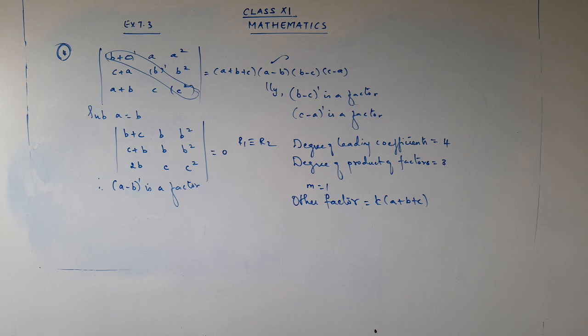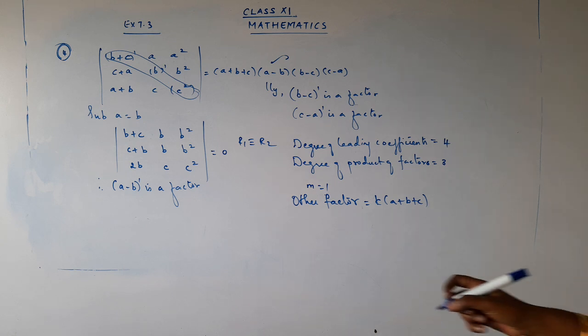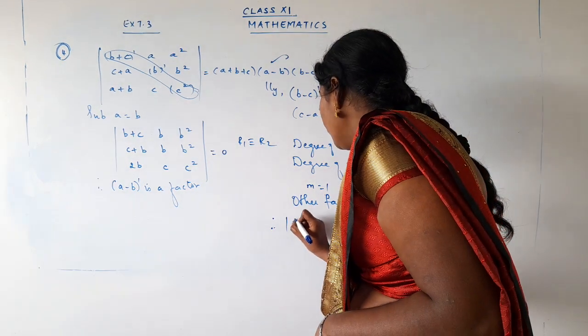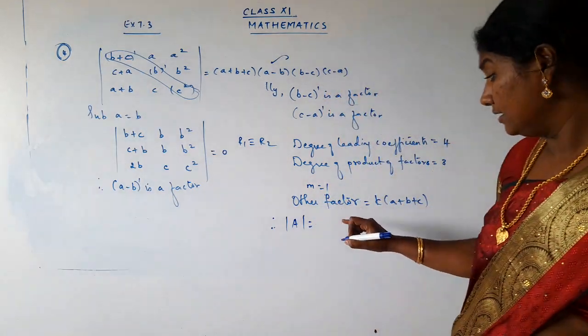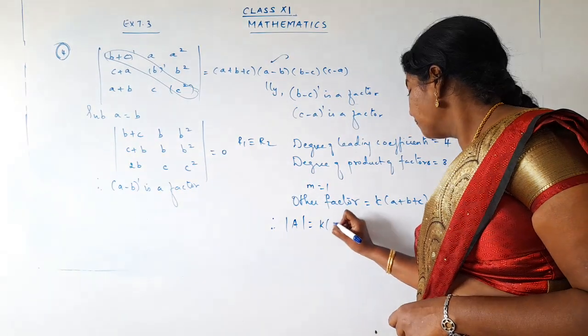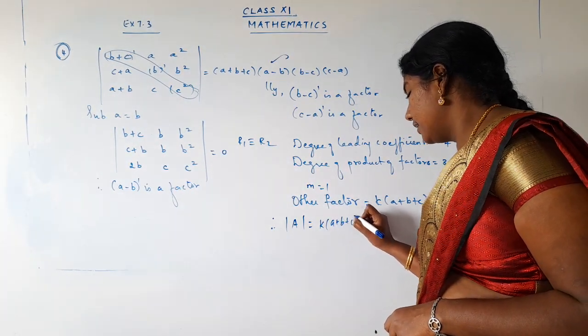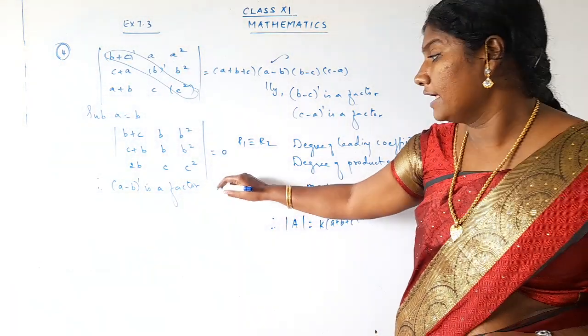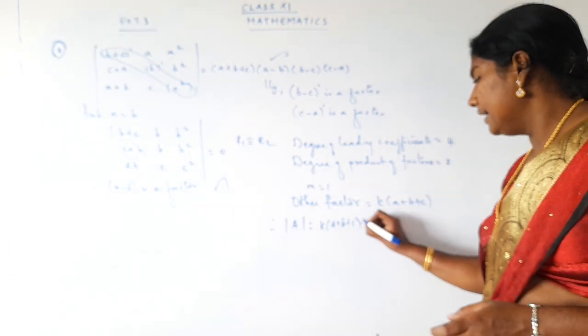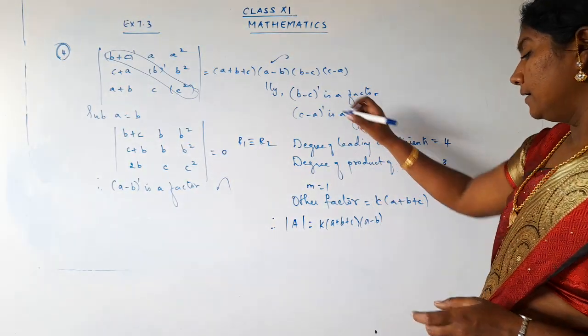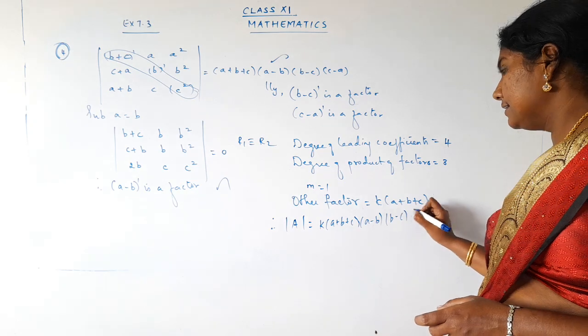Okay. Now let me write down the step here. So what I'll get, determinant of a is equal to. What is the factor? Let us write the factor first. So k, a plus b plus c. Okay. Now what else we have found? We have found a minus b is a factor. So put here a minus b, b minus c, c minus a.